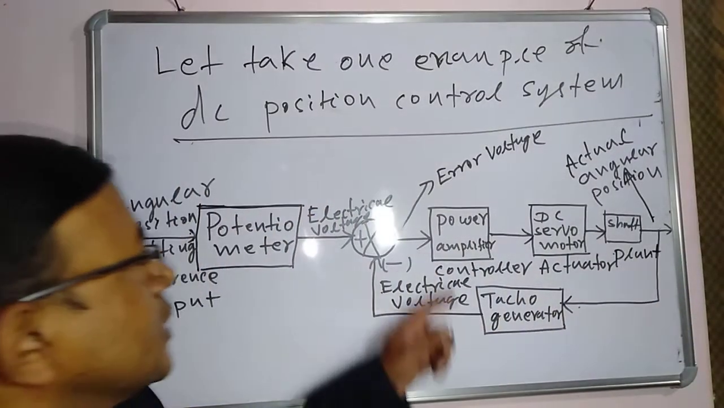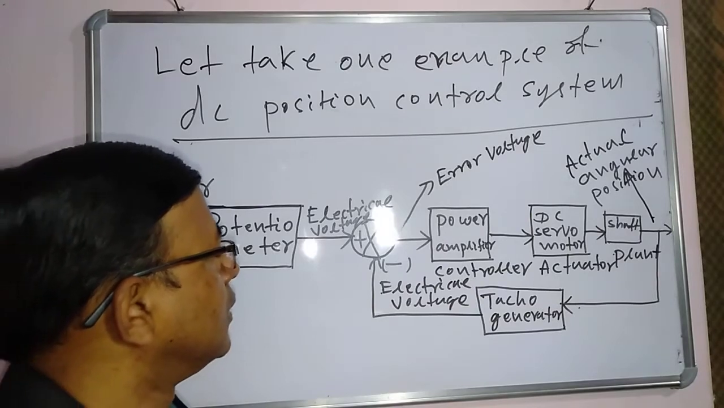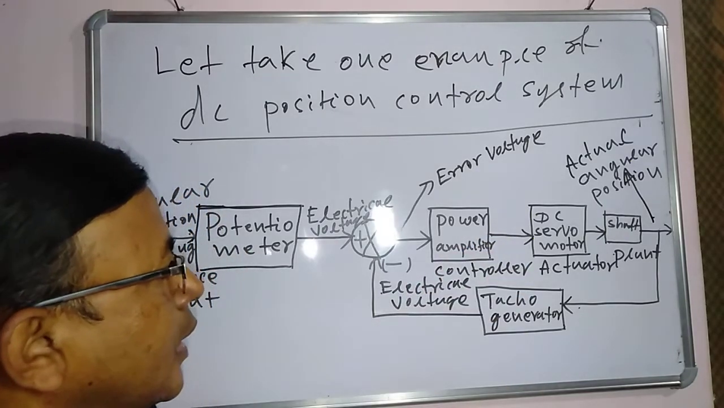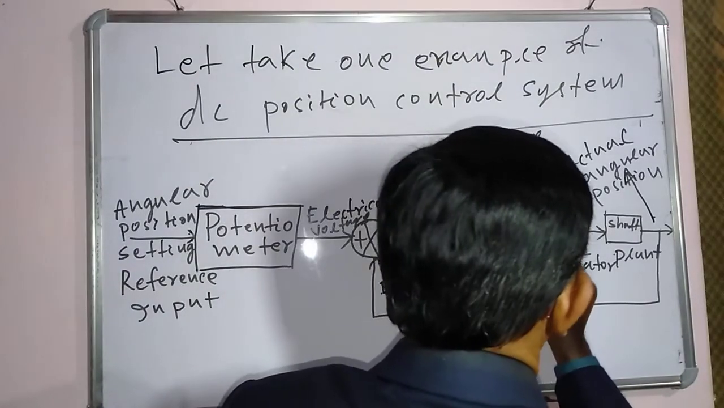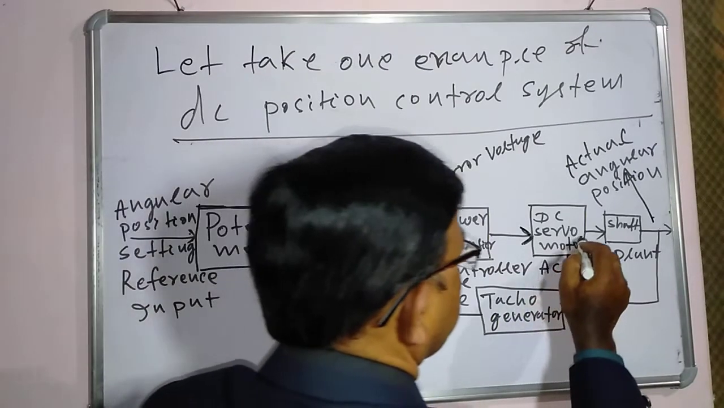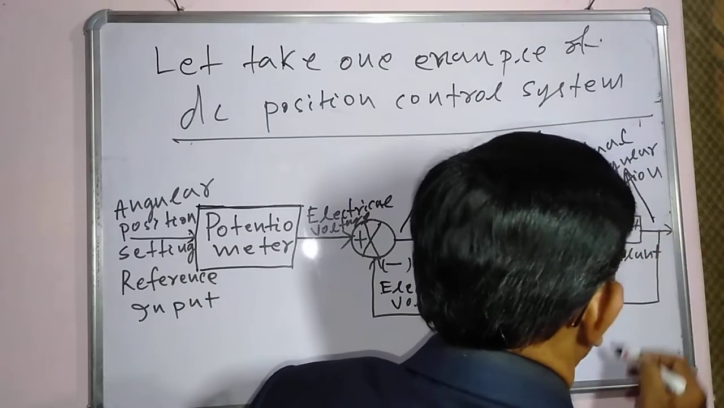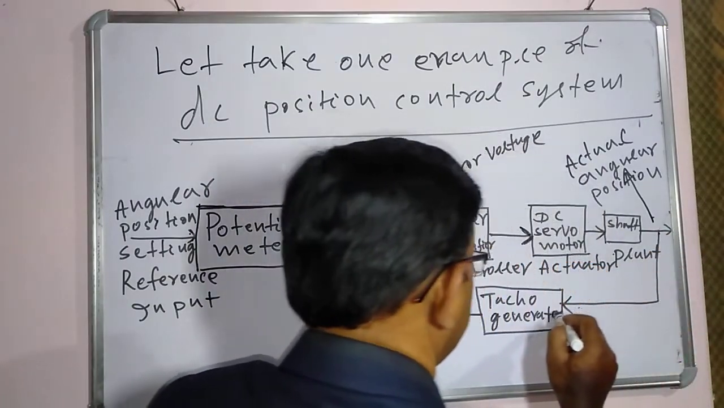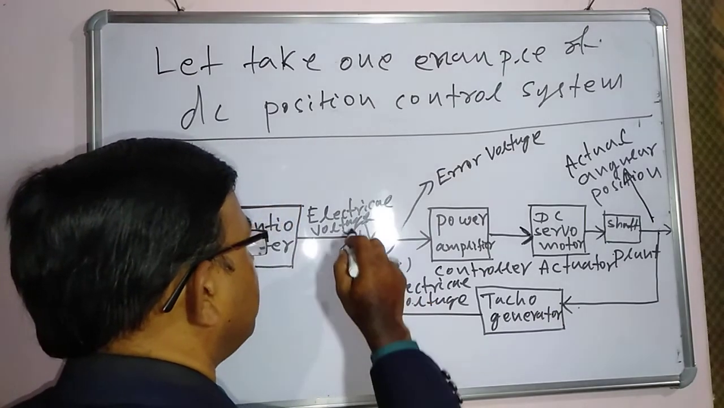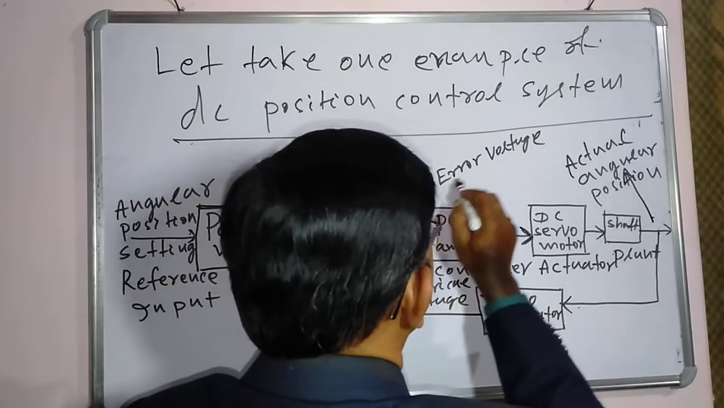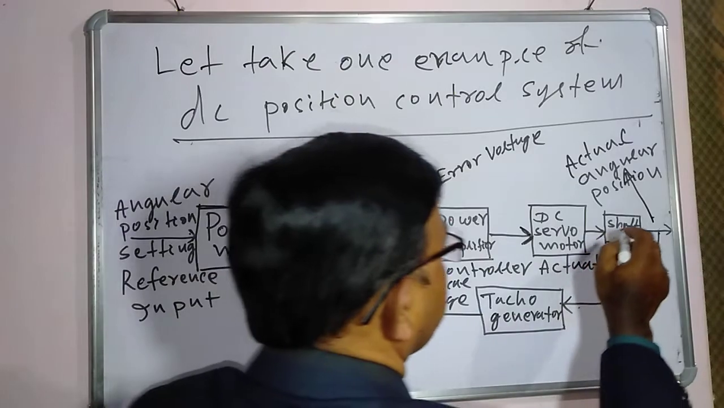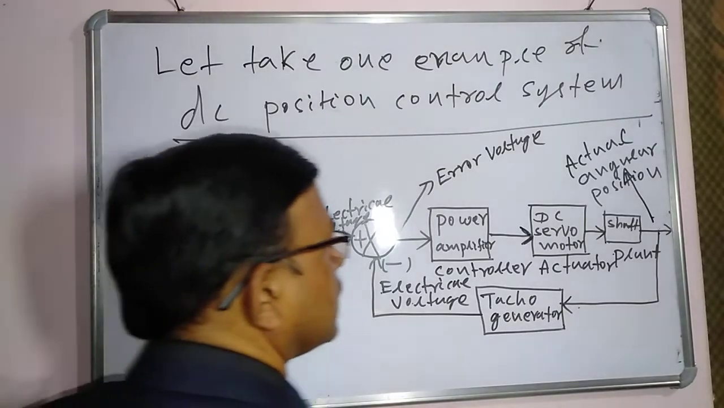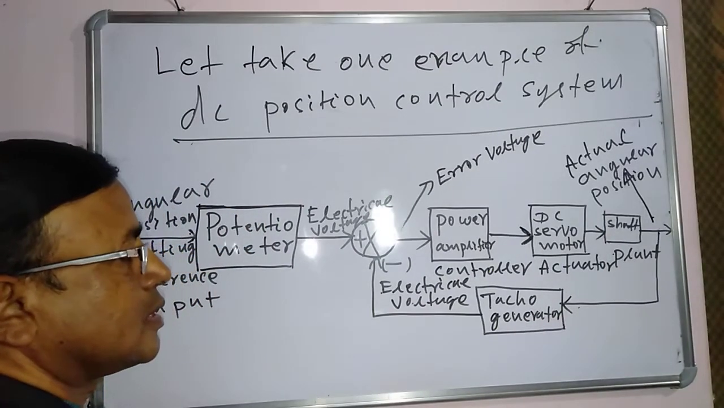So this error voltage is fed to the power amplifier, and the power amplifier amplifies this error voltage and feeds it to the DC servo motor. According to the error produced, the motor starts rotating and accordingly the shaft also starts rotating. Therefore this angular velocity is converted to electrical voltage and compared with the reference voltage. When the error voltage is 0, we get our desired output according to the angular position setting, that is 120 degree or 60 degree or 30 degree, etc.